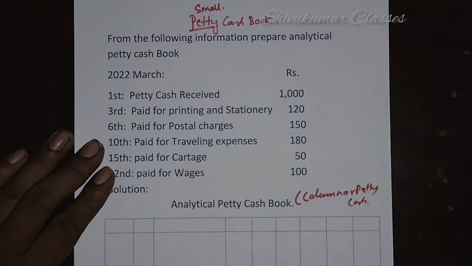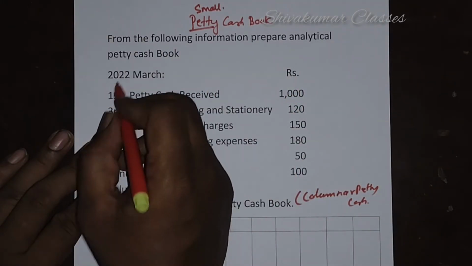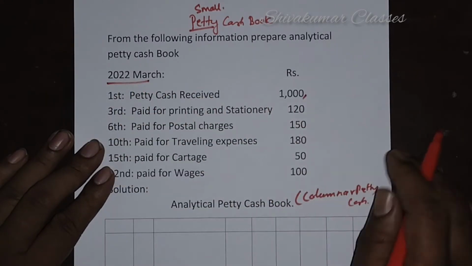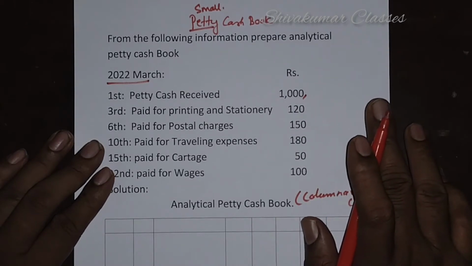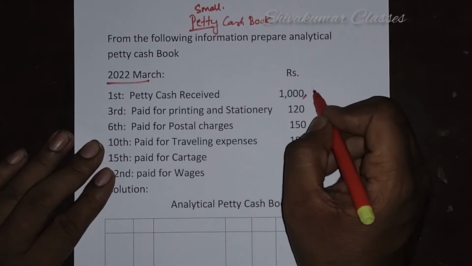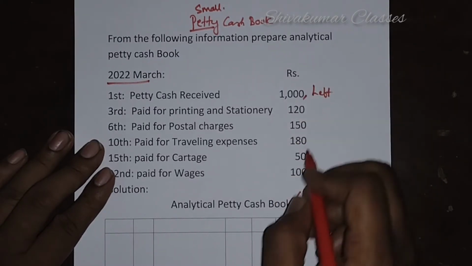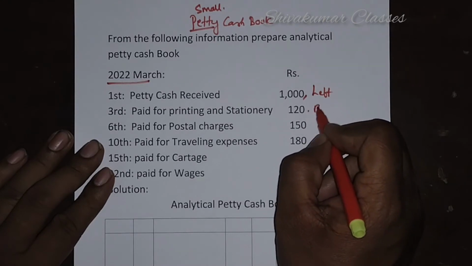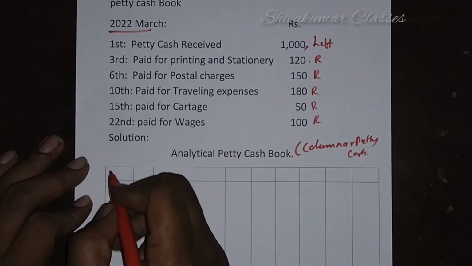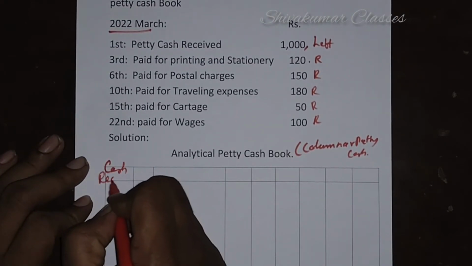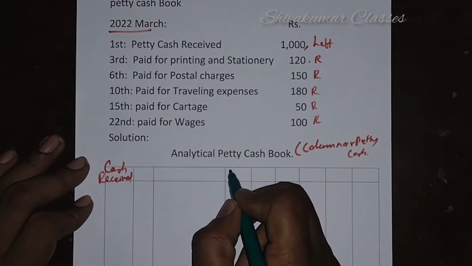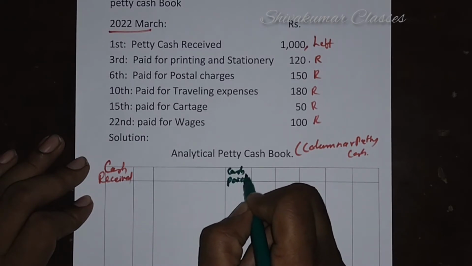From the following information, prepare the analytical petty cash book. This is March 2022. Petty cash received rupees 1000. Under this petty cash book, we will not maintain debit and credit columns, but we will record into the left hand side and the right hand side. Cash received we record on the left hand side, and the amount we spend is recorded on the right hand side. So on the left hand side we record cash received, and on the right hand side cash paid.